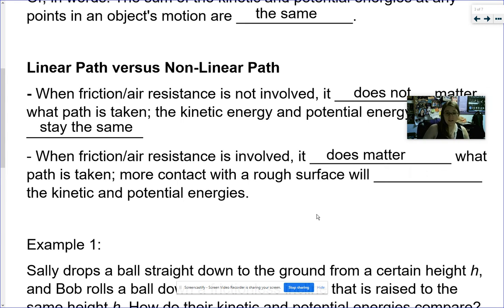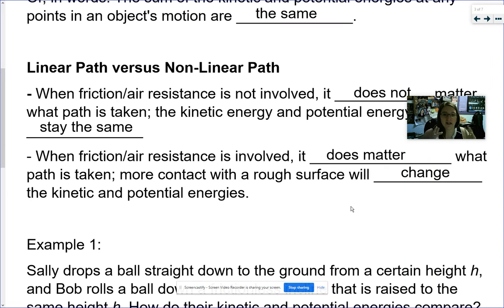And that's because even if I'm going straight down a slope versus zigzagging, yeah, if you've ever seen skiers, they kind of do this thing where they zigzag sometimes, more contact with the rough surface will change the kinetic and potential energies. So again, even if I'm going straight down versus zigzagging, yes, I'm starting from the same height. If you recall, potential energy is mass times gravity times height. But if there's friction involved, that is going to impact things because it's a non-conservative force. It's going to impact the velocity. It's going to impact the potential energy just a little bit.